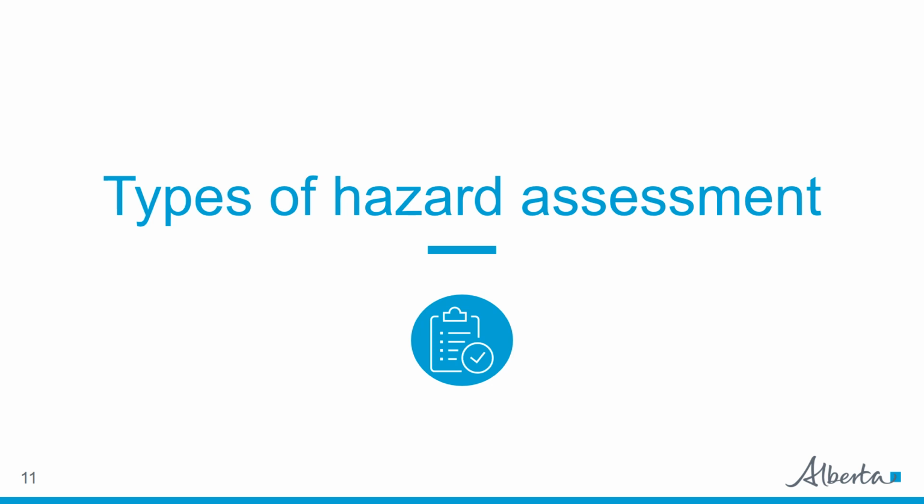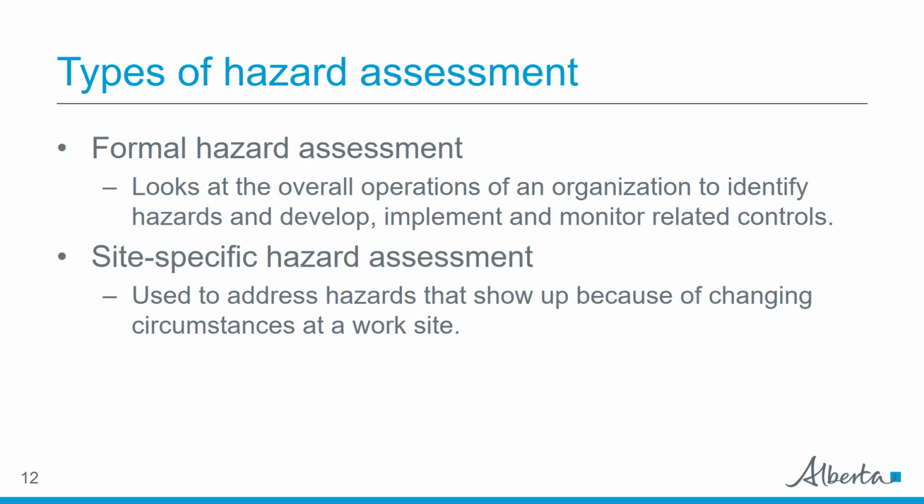Types of hazard assessment. When Alberta's legislation refers to hazard assessments, it's referring to something called a formal hazard assessment. A formal hazard assessment takes a close look at the overall operations of an organization to identify hazards and develop, implement, and monitor related controls. Worker jobs or types of work are broken down into separate tasks. Formal hazard assessments are detailed, can involve many people, including the Health and Safety Committee or Health and Safety Representative, and they require time to complete.